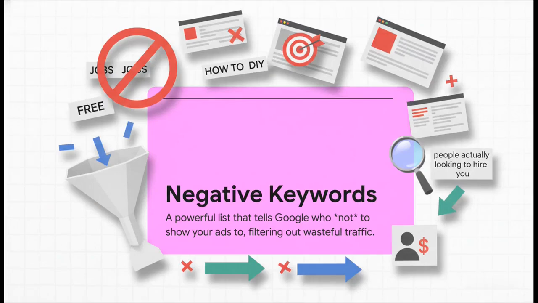The secret weapon to fix this is something called negative keywords. It's basically a do not show list that you give to Google. By adding words like free, jobs, how-to, or DIY to this list, you instantly filter out a massive amount of wasteful clicks. It makes sure your budget is only spent on people who are actually looking to hire someone.